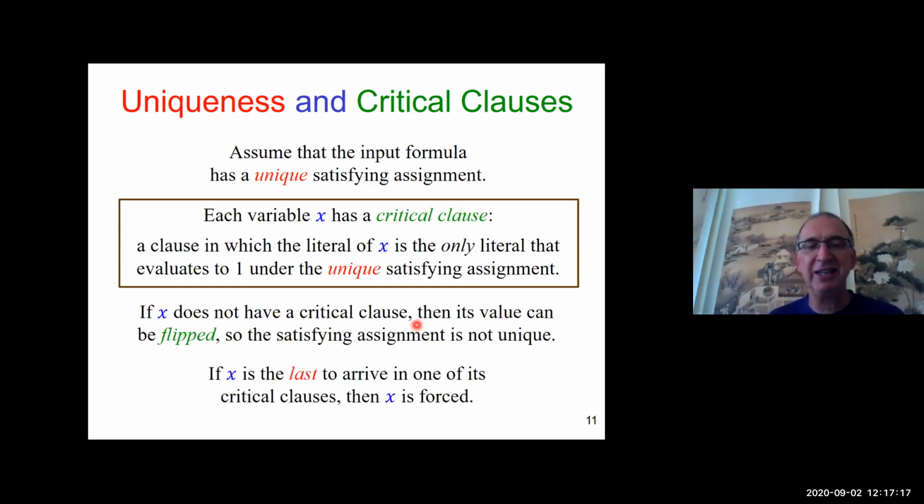Now, the next simple observation is that if the variable x is the last variable to arrive in one of its critical clauses, then x is forced. Because we are essentially left with a unit clause after we removed all the variables that appeared before x in the formula. So x is forced, x is implied, even just by one clause.